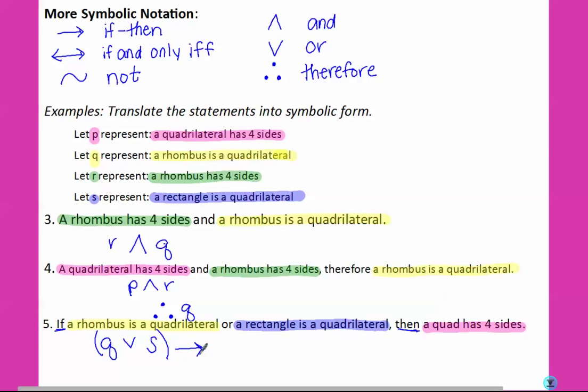Then a quadrilateral has 4 sides is letter P. And that's the only thing that comes after the then, so it's the only thing after the arrow.